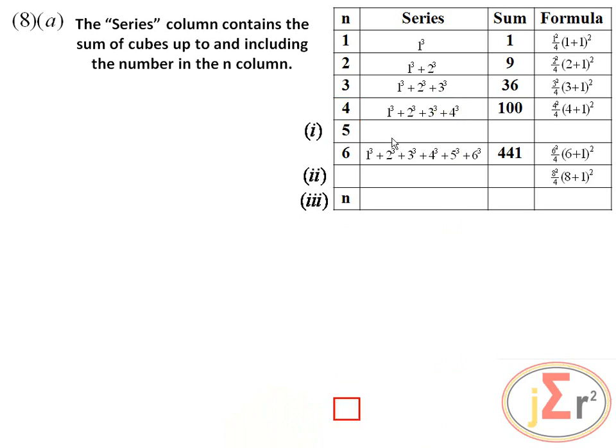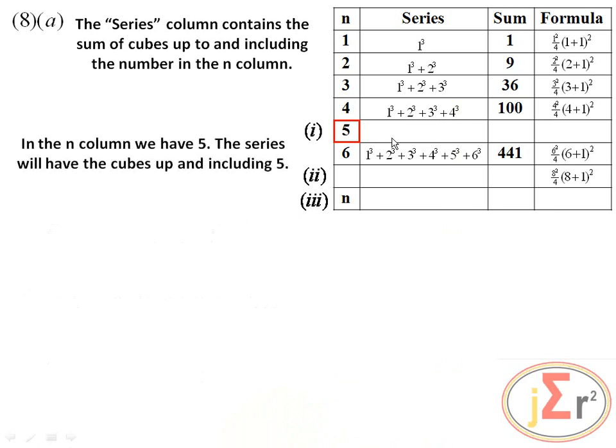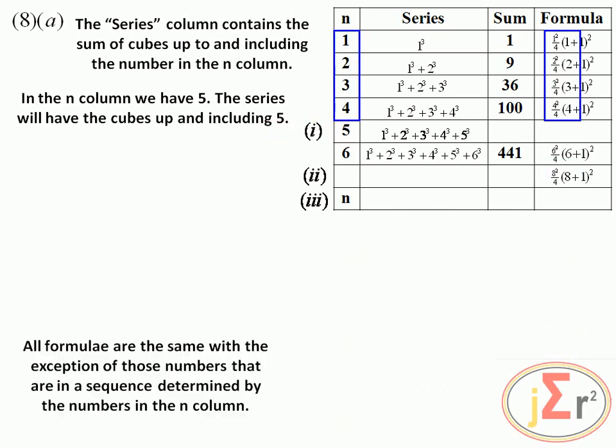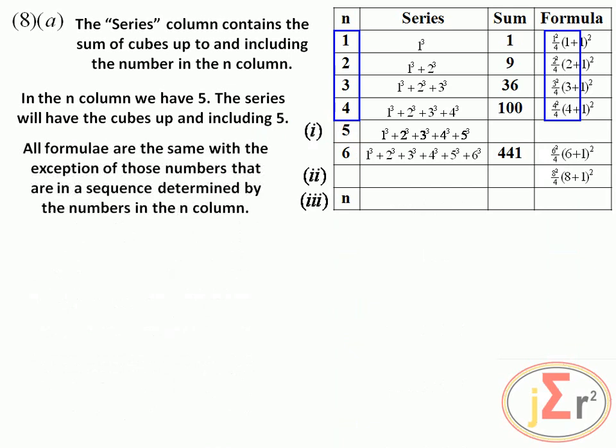Therefore, what do we imagine here? 5, we will go up to 5 cubed. In the n column, we have 5. The series will have the cubes up to and including 5. No problem with that one. All formulae are the same with the exception of those numbers that are in the sequence, and the sequence is determined by the number in the n column.